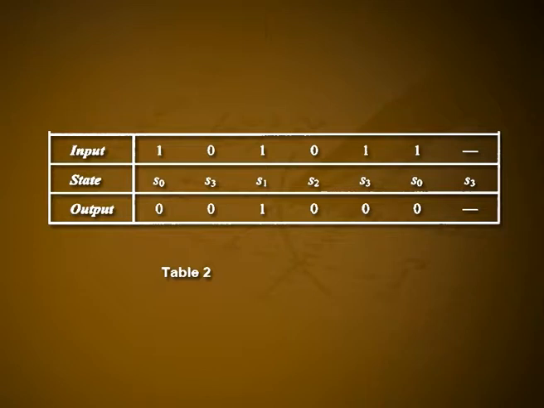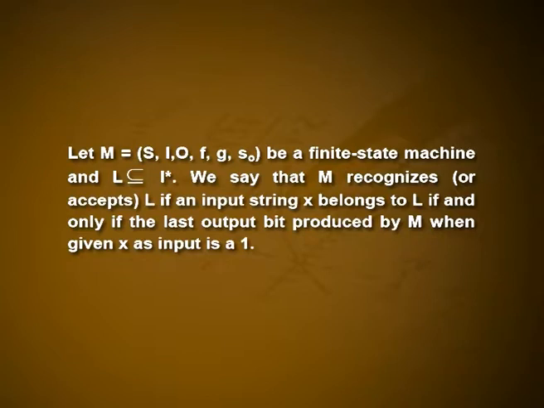So, in this table you can see the input string 101011 and the corresponding output for each of the states S0, S1, S2 and S3. So, the output is 001000. Next definition: let M equal to (S, I, O, f, g, S0) be a finite state machine and L is a subset of I star. We say that M recognizes or accepts L if an input string x belongs to L if and only if the last output bit produced by M when given x as input is a 1.